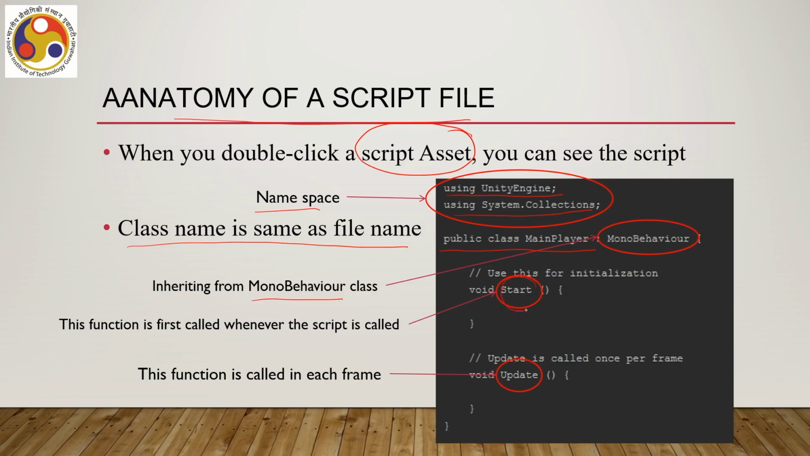Then there is the Start function. The function is called whenever the script is called. So, this is basically the starting point of the script, and then we have the Update option, which is called in each frame. Whenever the script executes and some change happens, then the Update function is invoked.